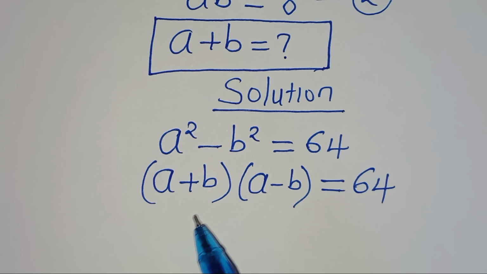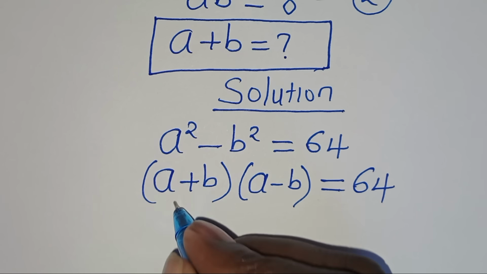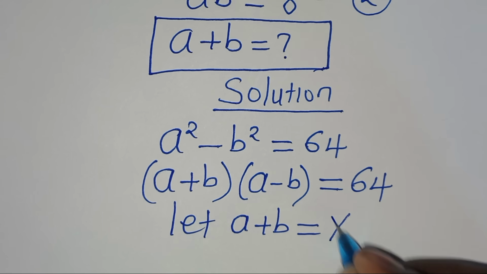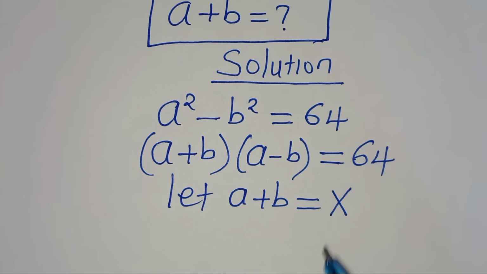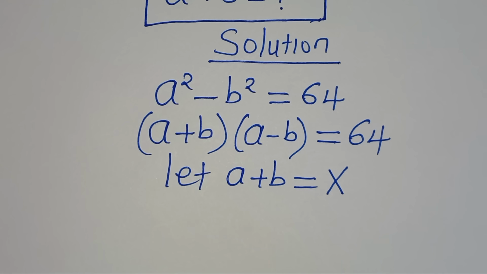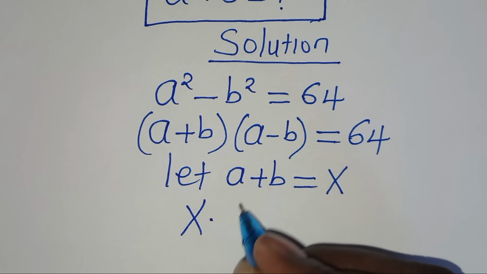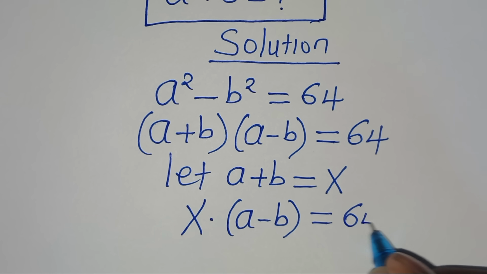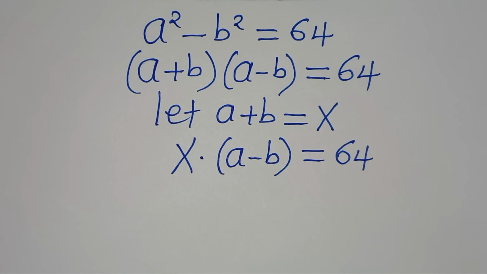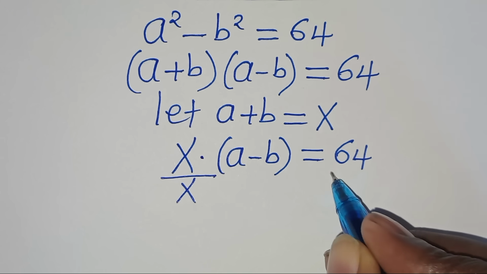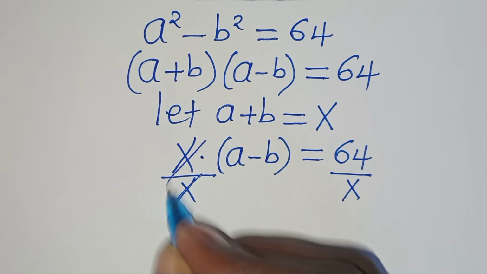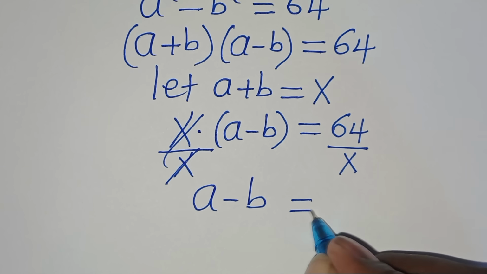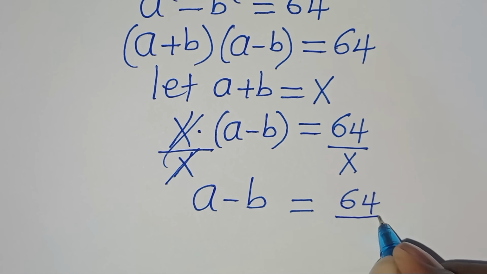Now, since we are solving for a plus b, we can let a plus b be equal to x. So let's substitute x where we have a plus b, so that we have x multiplied by a subtract b. This is equal to 64. The next step is to divide on both sides by x, so that now we have a subtract b. This is equal to 64 over x.